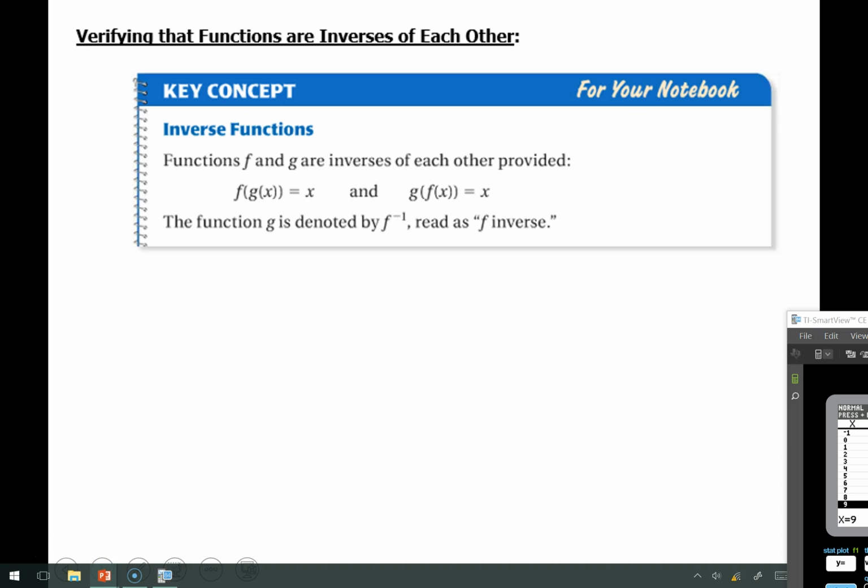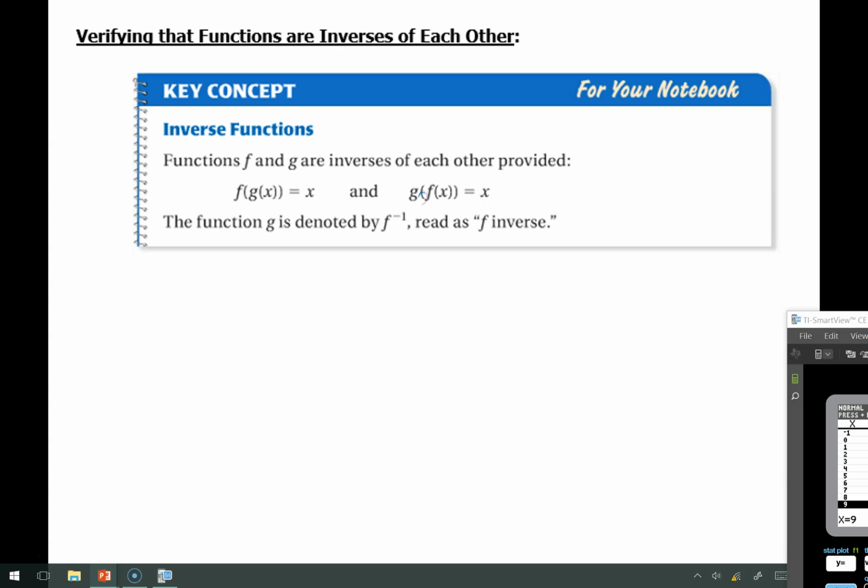The next thing that we need to talk about is how to verify whether or not equations or functions are inverses of one another. And we have this idea that if you have two functions that are inverses, then we can look at composition. f of g of x, when you compose g of x inside of f, it's going to equal just x, whatever the input value is.